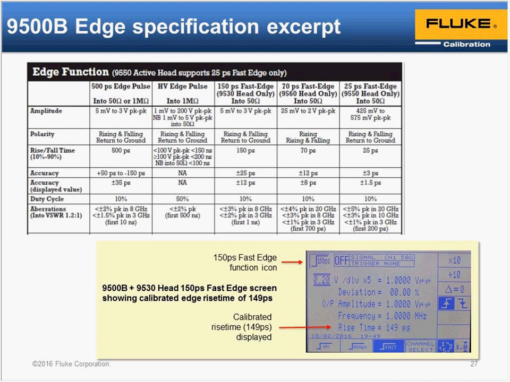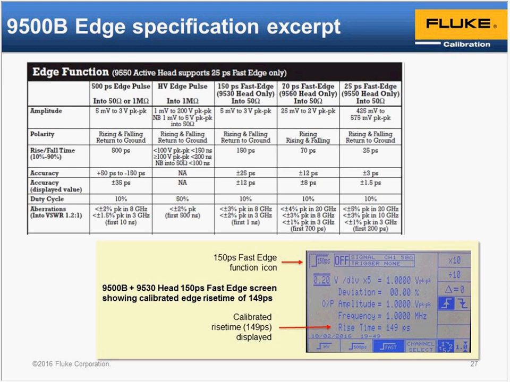The actual calibrated value appears on the display. If you look at that screenshot, you'll see that is the 150 picosecond fast edge function. You can see the icon at the top left of the screen, which says 150 ps. Down at the bottom, where I've indicated with the second red arrow, is rise time equals 149 picoseconds. So we've measured the rise time, it's 149 picoseconds, and it's accurate to within plus or minus 12 picoseconds. That's the uncertainty, if you like, of the rise time value of 149. Sometimes we get a little bit confused by what the specifications mean. I hope that example illustrates what's going on.